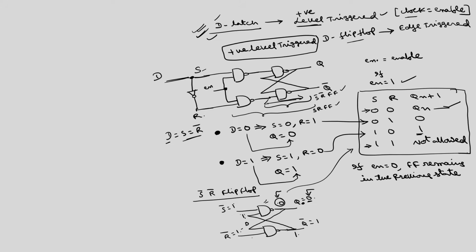Similarly, if I give S is equal to 1, R is equal to 1, so S bar is 0, R bar is 0. This will give an ambiguous state, because both outputs become 1. So, it is the same as the ordinary SR flip flop.